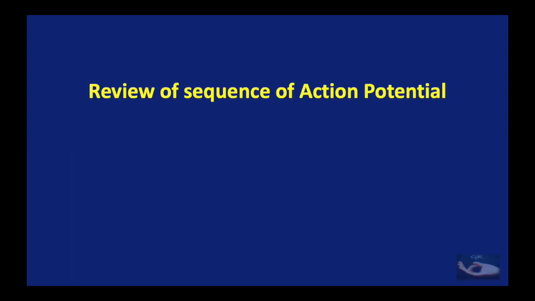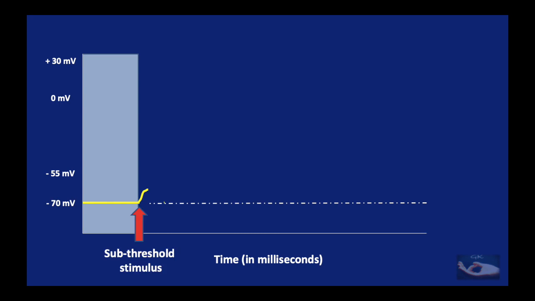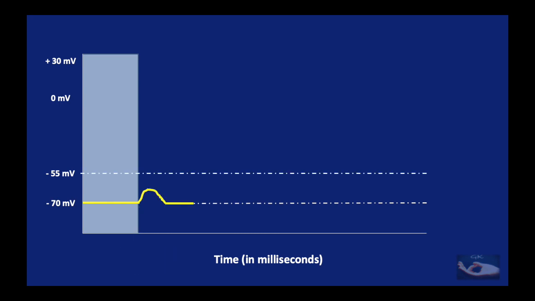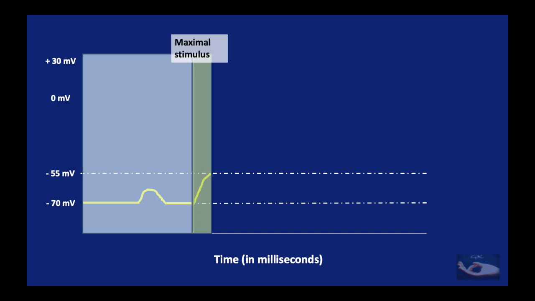Now we shall review the sequence of this action potential. The neuron is first in the resting phase with an electrical gradient of minus 70 millivolts. A small sub-threshold stimulus is not strong enough to reach the threshold of minus 55 millivolts. Hence the neuron continues in the resting phase. The next strong stimulus, which is a maximal stimulus, reaches the threshold of minus 55 millivolts and hence triggers the depolarization and the action potential.